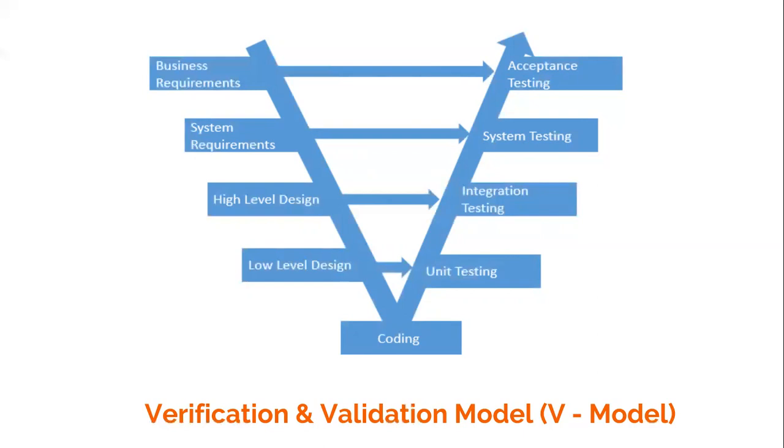Once coding is complete, the path of execution continues up the right side of the V, where the plans developed earlier are now put to use. So each corresponding development activity will have a corresponding testing activity. So if you see, the business requirement has the acceptance testing.